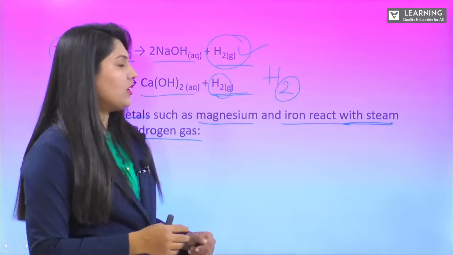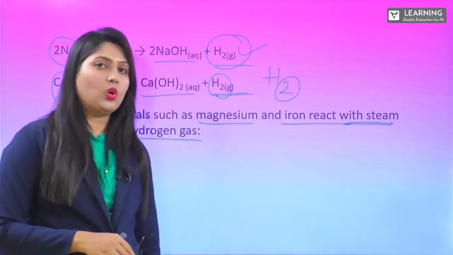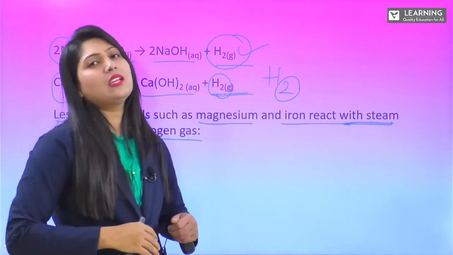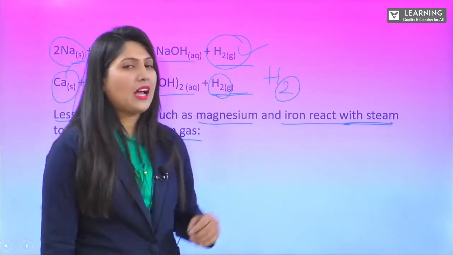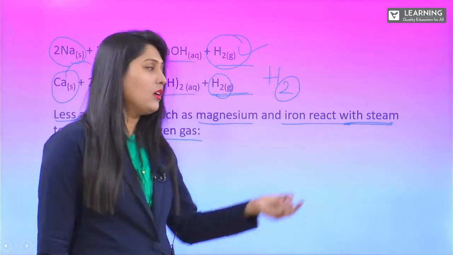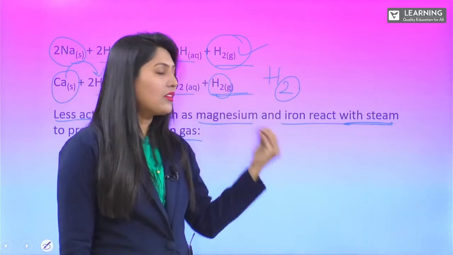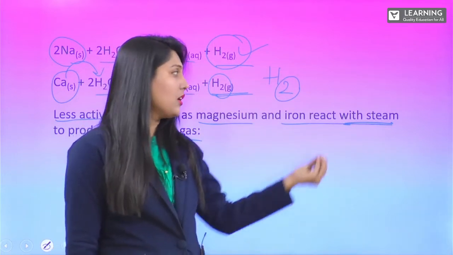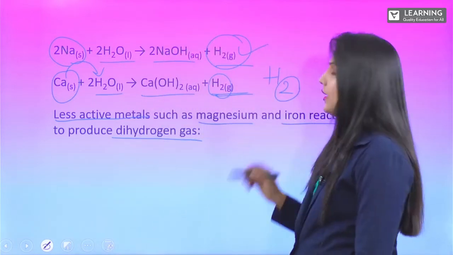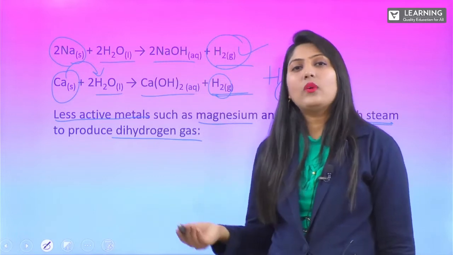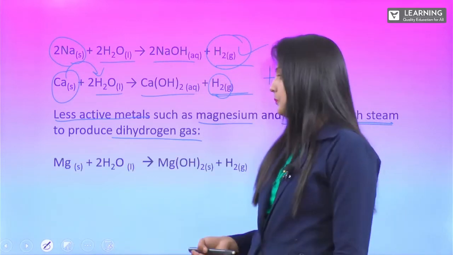The normal alkali metals will react with cold water because they don't need heat energy to be given. Whereas here, the magnesium and iron also react with water, but it is being given high energy, or we are giving some sort of energy where it is forming steam. So, we can say magnesium and iron can react with steam. Steam is nothing but water vapors.